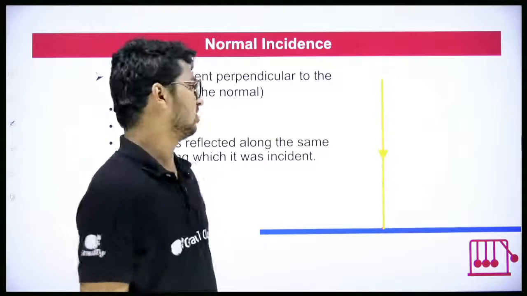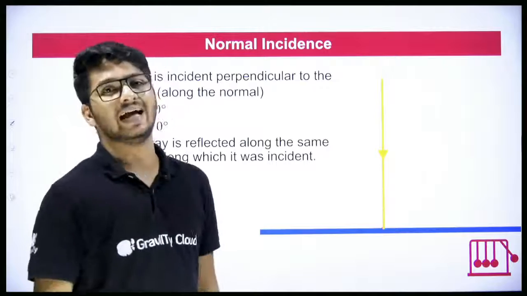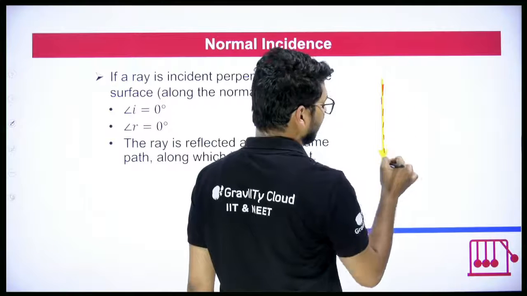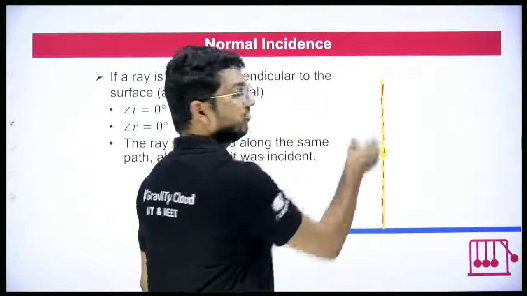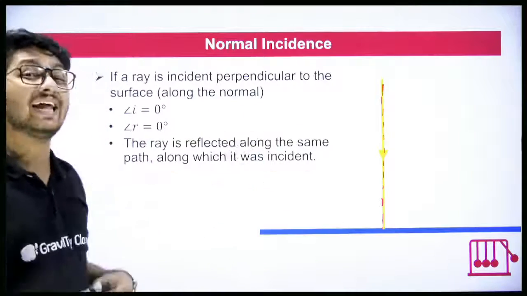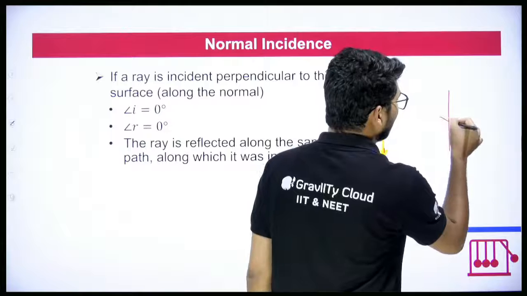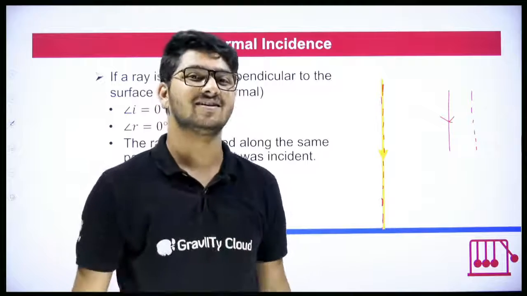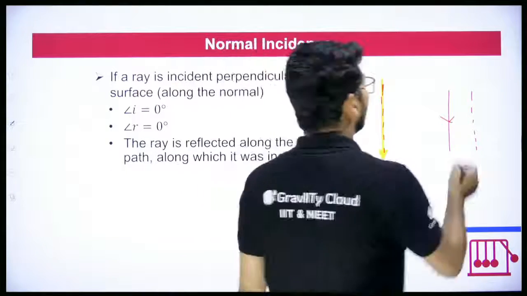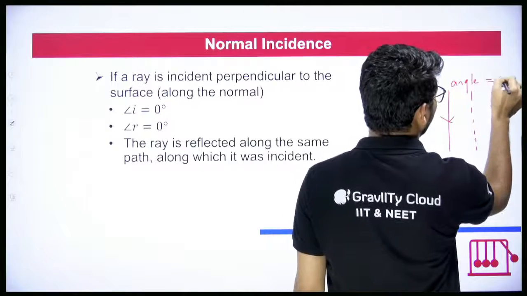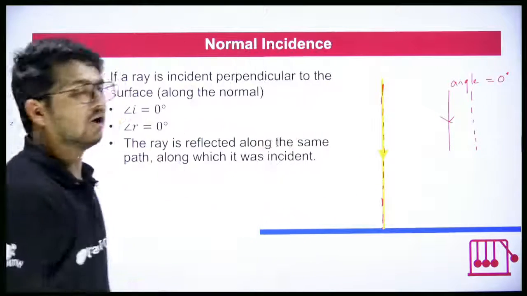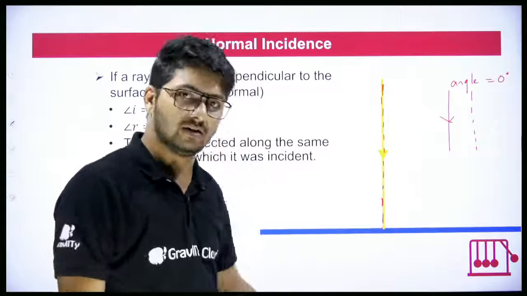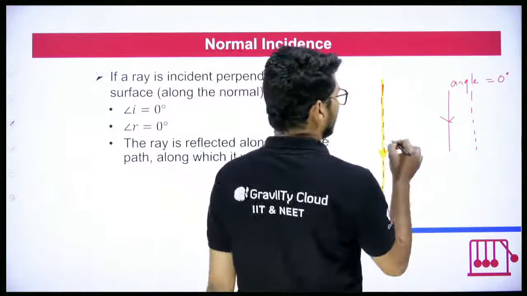Can you tell what is the angle of incidence in this case? Try doing it. Okay, obviously the information is on the screen. But still, what is the angle of incidence? It is 0 degrees. Why is that? See, when you draw the normal, the incident ray is along the normal. That means both of them are along the same direction. They are parallel. Now what is the angle between them? The angle between them will be 0 degrees. So in the case of normal incidence, you can say that the incident ray coincides with the normal at the point of incidence.